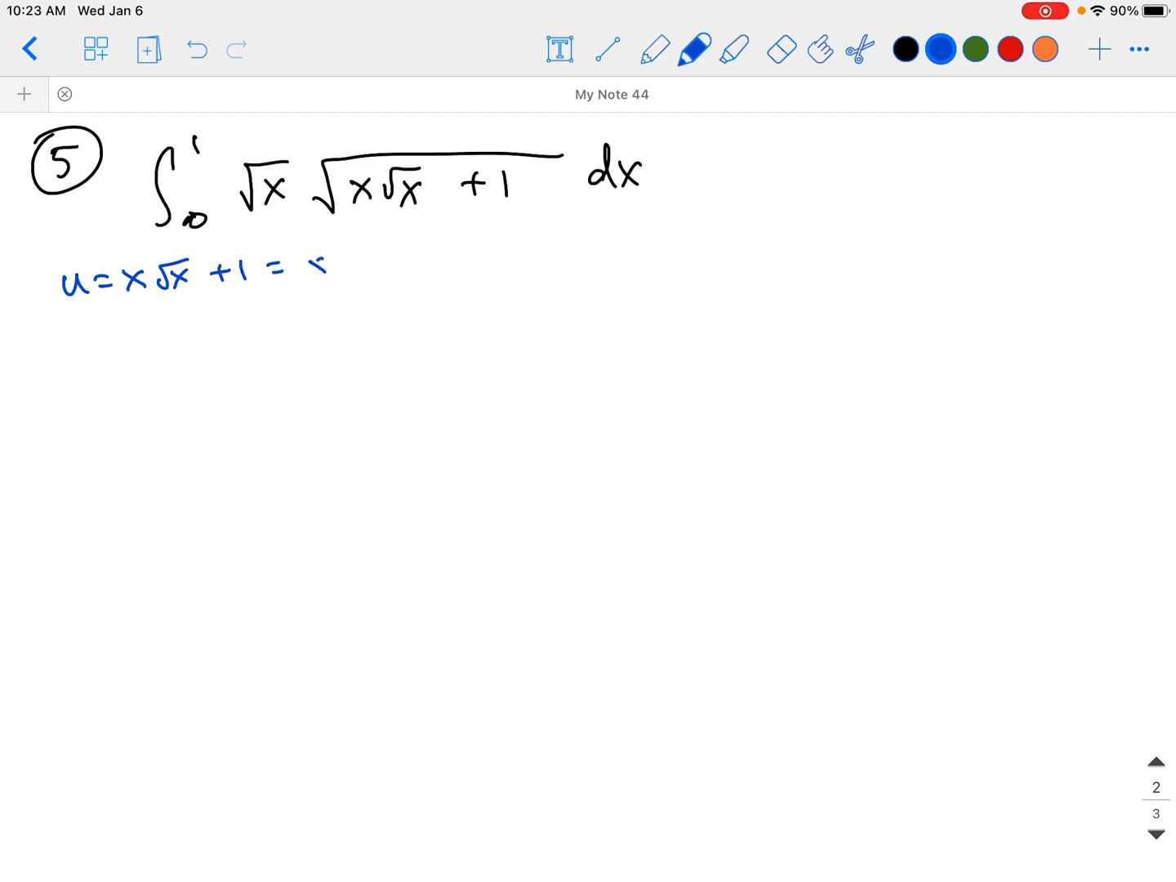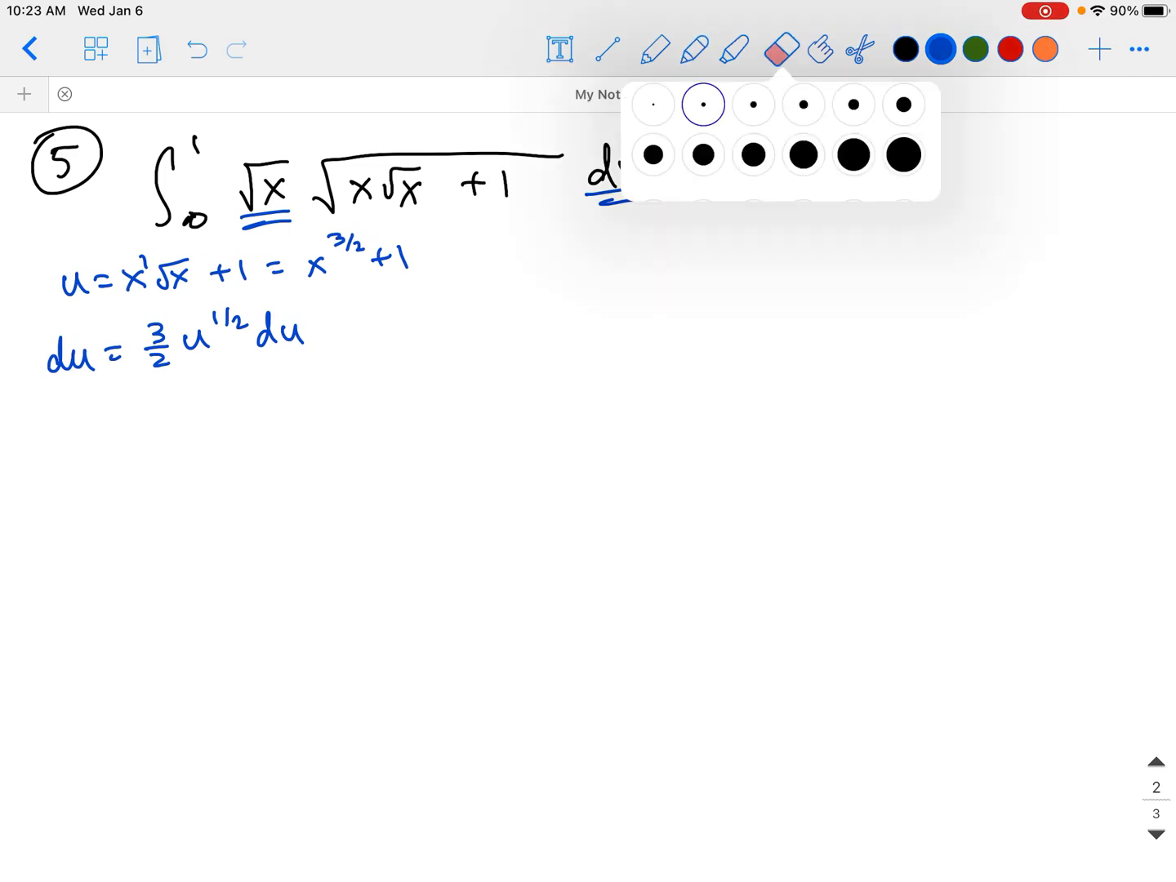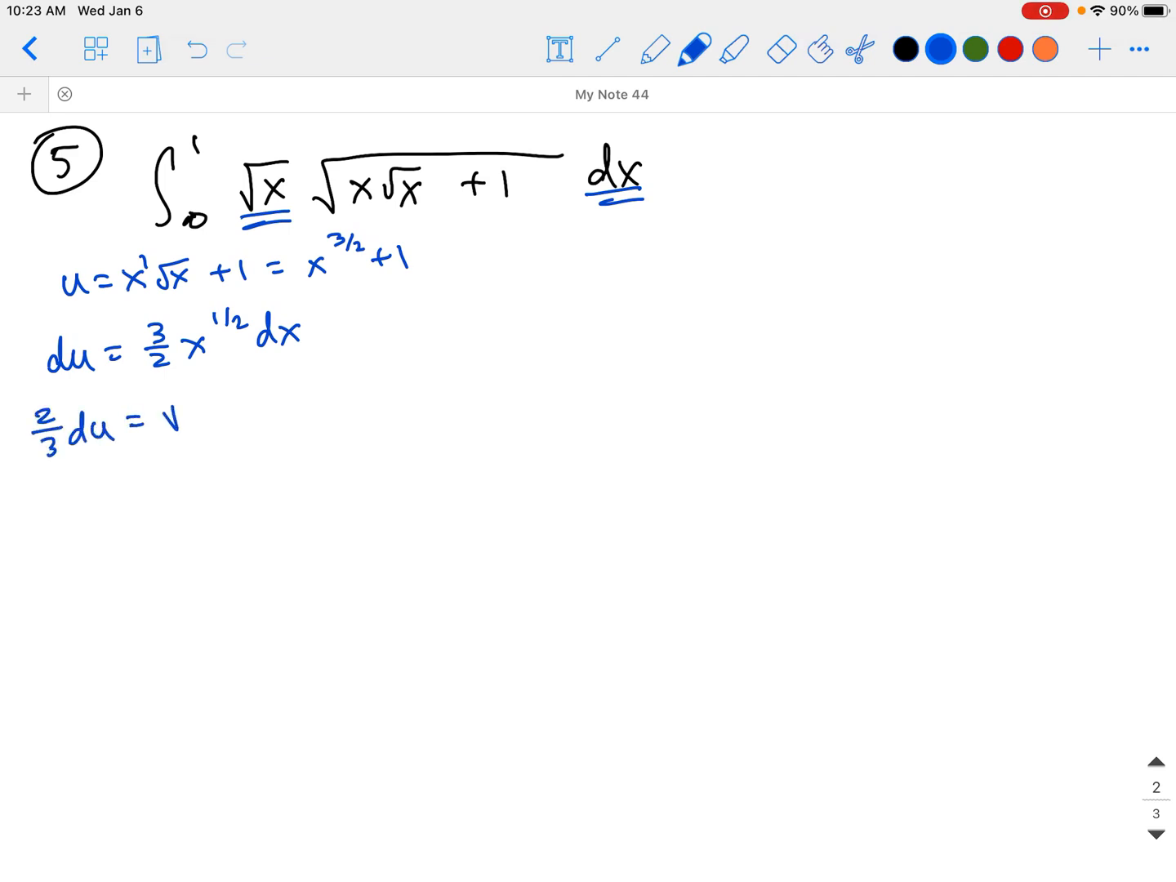So we'll just note that this is just the same as x to the 3/2 plus 1, since x to the first times x to the half is just x to the 3/2. So du then is going to be 3/2 x to the 1/2 dx. Not u, sorry, x to the 1/2 dx. Mixing up my variables here. So we can substitute that out, so we're good. And we'll get 2/3 du is equal to rad x dx.